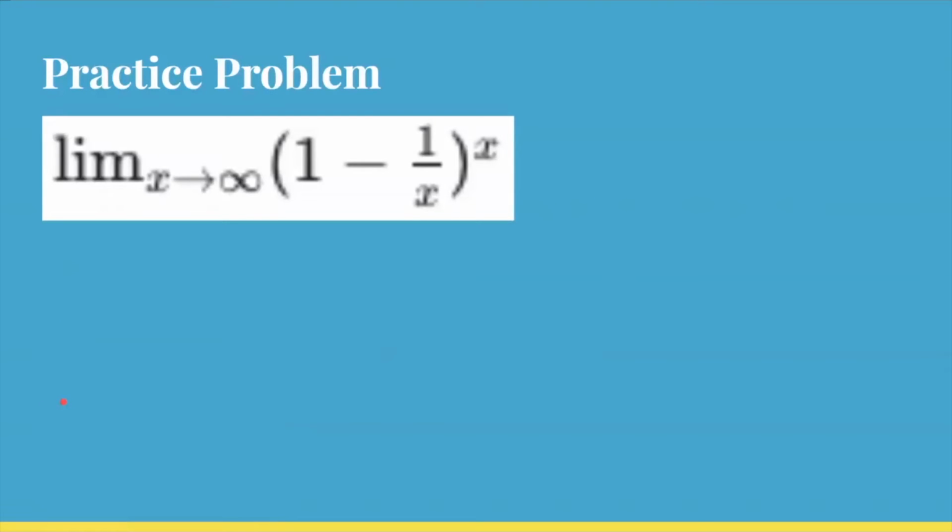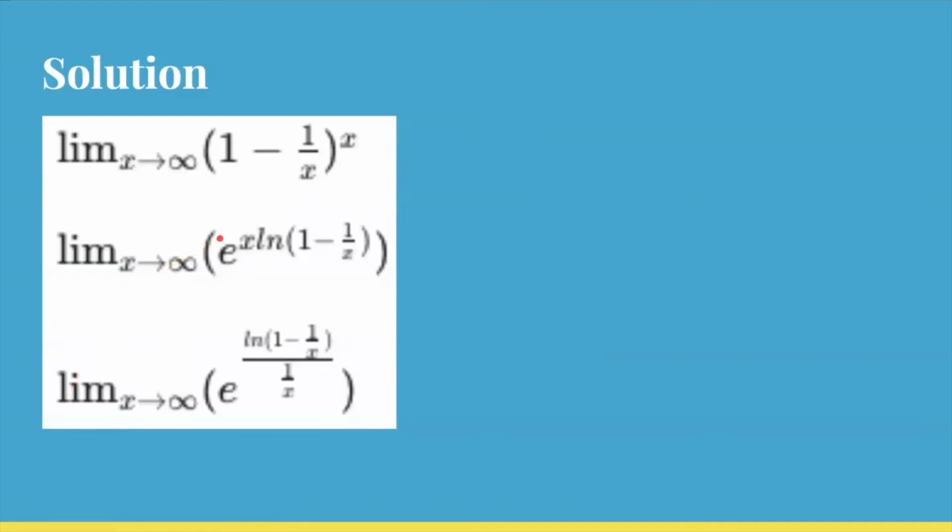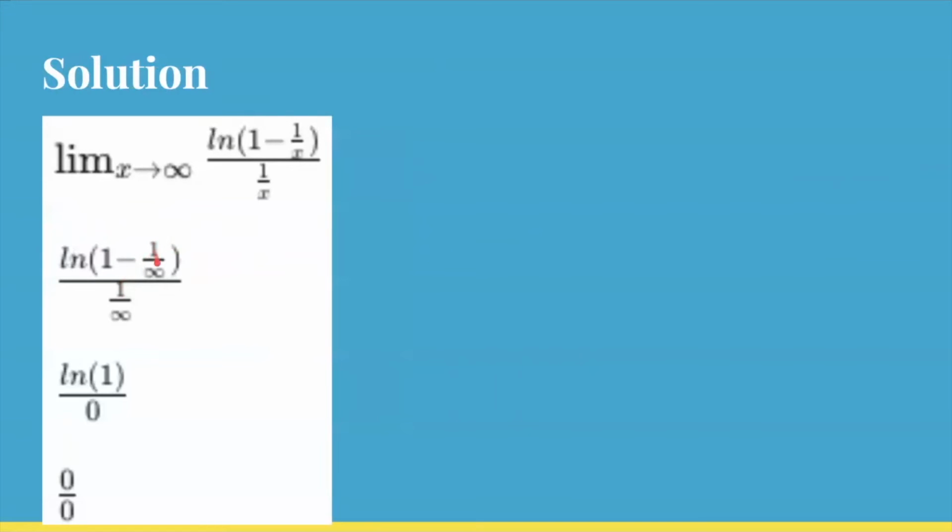All right, so here's the second practice problem. The way to solve this, as always, is to just take the natural log and then take e to the power of the new value. Then move the exponent to the front and turn it into this. So now using L'Hopital's rule, first verifying that it's of indeterminate form by plugging in infinity for x, you'll get 0 divided by 0.